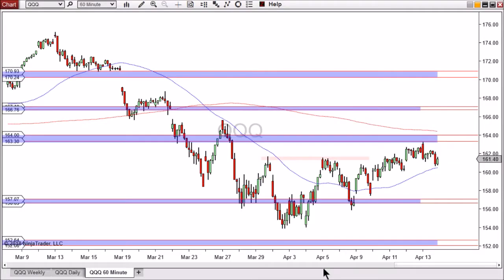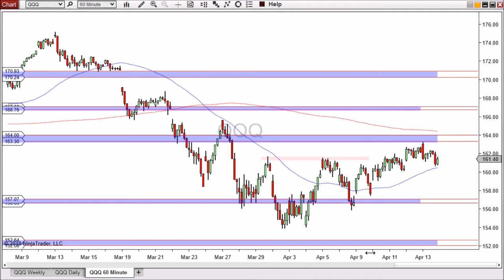But if it comes back down, right, essentially breaks this slope, this trend line here, then we're probably looking for this thing to come down and test this 157 and possibly get back to this 152, right?